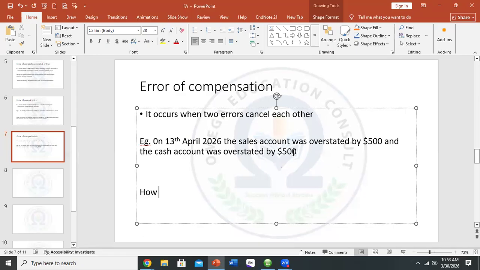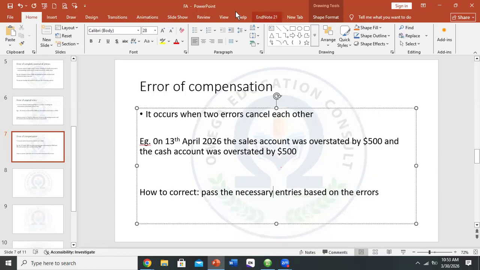How do you correct it? Here, the only thing you can do is pass the necessary entries based on the error that has occurred. You would really need to know the type of error that has been made, which are compensating each other, before you can correct it. But in this specific one, you can then correct it.